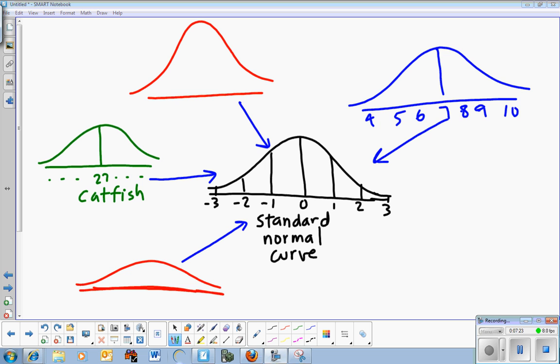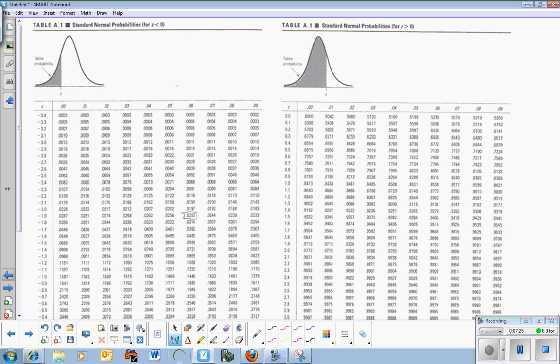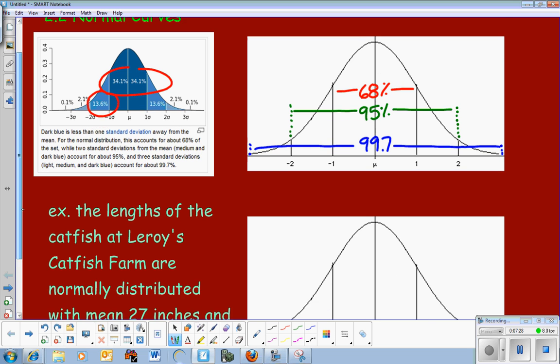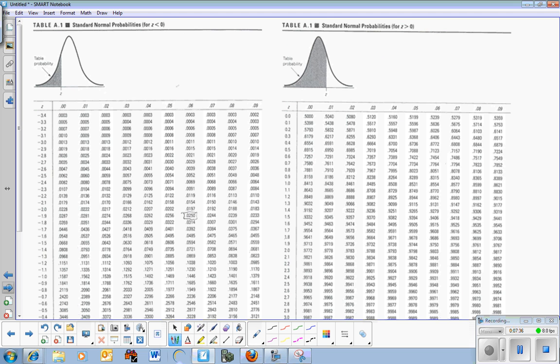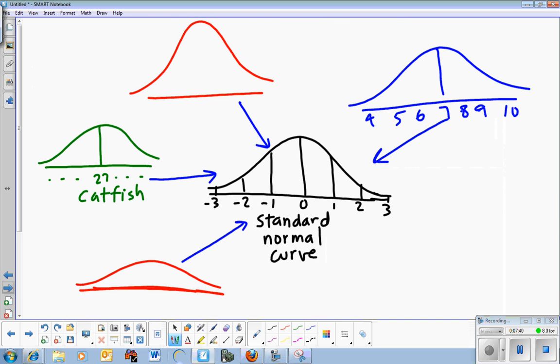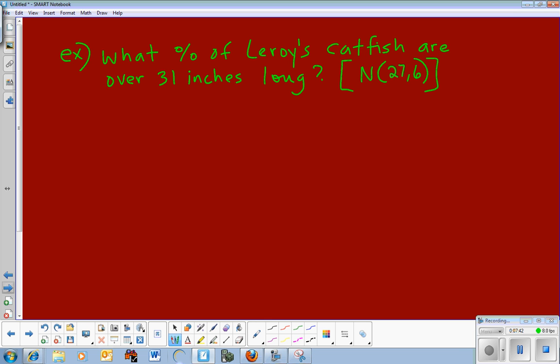Let's use this example, the one I was referring to earlier. I was talking about Leroy's catfish, and I wanted to know what percentage of them are over 31 inches. That doesn't fall at one of the even steps left or right, so we're going to have to standardize to end up using this chart. So here's the question. I don't know what you've written down with all these graphs and stuff, but start here, definitely writing down, no matter what you've written down thus far. All right, so first step.